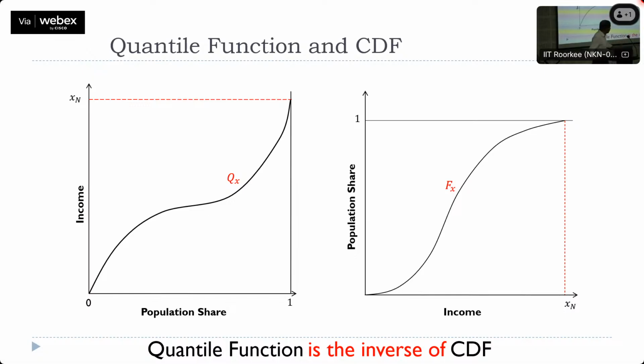So the quantile function is just the inverse of the CDF. Now, we'll be using these two tools interchangeably. For example, for inequality and size analysis, the size of the distribution, we'll be using the quantile function. You will see it's much easier to understand. When we do poverty analysis, we'll be using the cumulative distribution function because it has direct meaning and a direct link to poverty analysis.